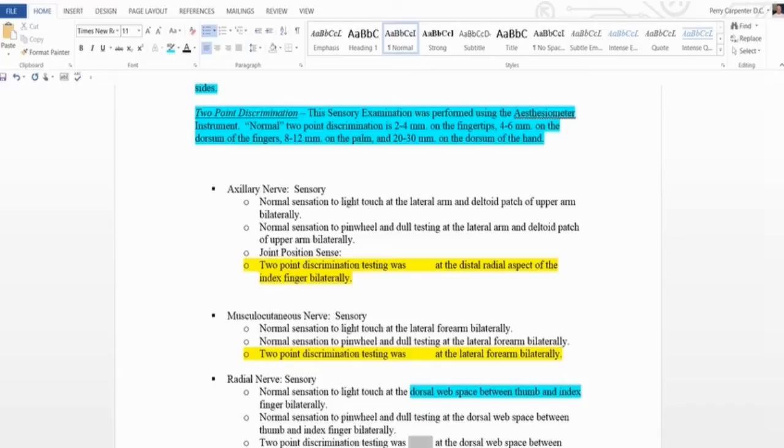So typically joint position sense testing is performed on the fingers. And I love this test because it's a great validity test for those examinees who report diminished or even absent sensation to both light touch and pinwheel testing. Now, to perform joint position sense testing, you take one of the fingers of the upper extremity, and you position one of the phalangeal joints in either flexion or in extension. And you ask the examinee to report the position of the phalanx, as either up or down with their eyes closed.